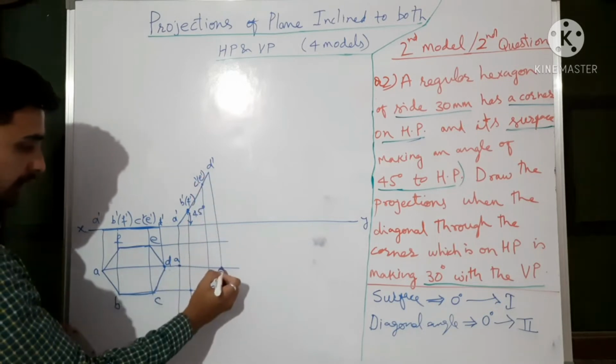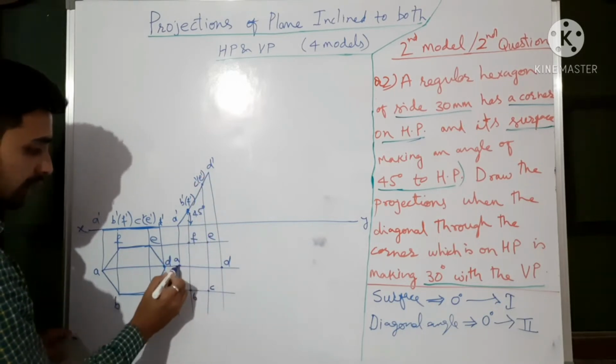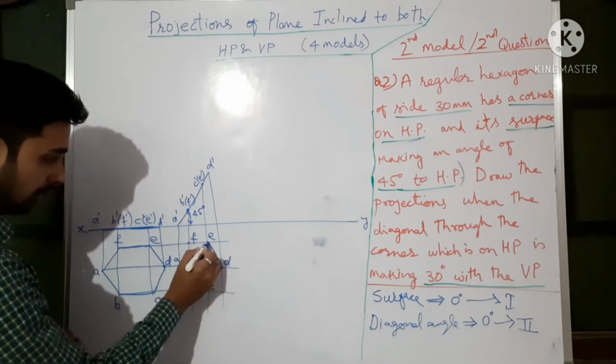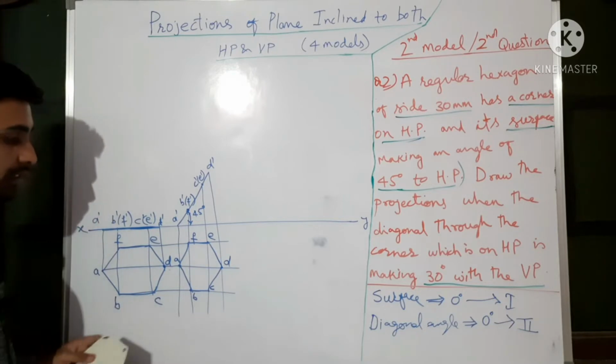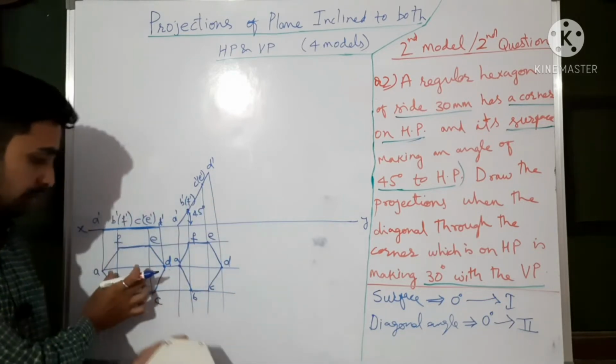D, D, like that. Other points. Join all A to B, C, D, E, F, again A. So this is the reduced shape. Earlier it is like this. So the full length we have got here to here, that is this one.